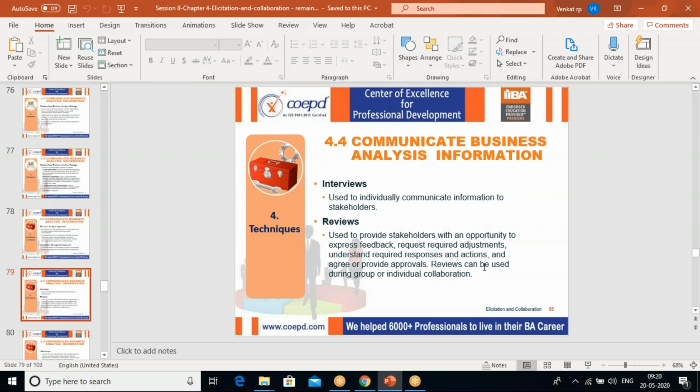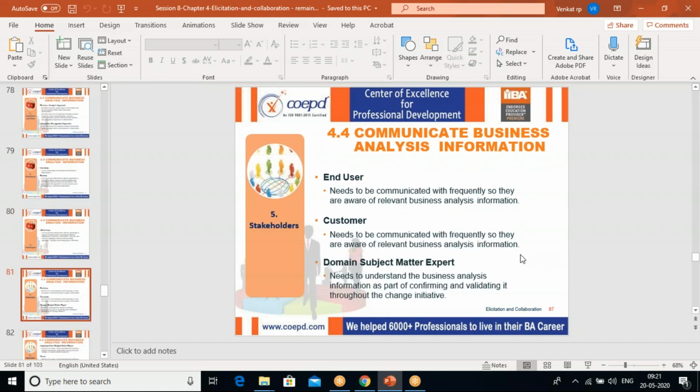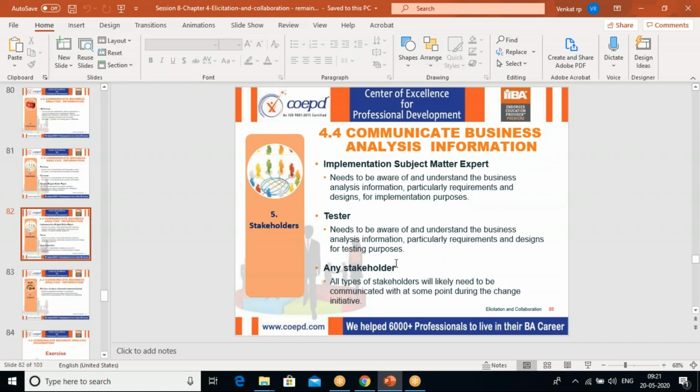So only interviews, reviews, and workshops will be enough for us to decide on the business analysis communications. Okay, business analysis information communication, that is enough. And who will be accessing this information? Stakeholders, end users, customers, domain subject matter experts, implementation subject matter experts, the testers, and any stakeholder who is involved in this particular project can be that.